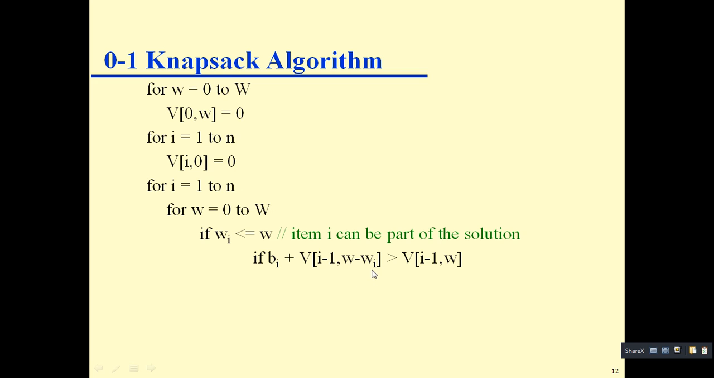Right. Either you can take the whole ith item, or you are just excluding the ith item and taking up to the (i-1)th item. So if this one is greater, it means you are assuming that the ith item is part of the solution, right? So V[i][w] will be b_i plus this one.